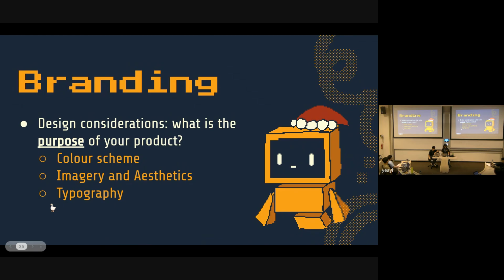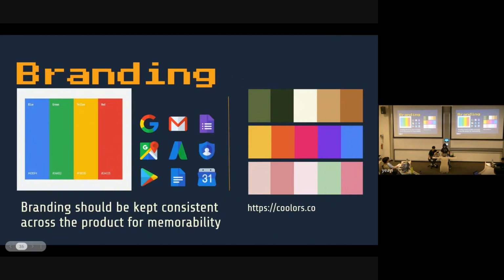So this might get a bit dry, but stay with me here. When it comes to color scheme, your branding should be kept consistent across the product for memorability. And this should be generally how you use your branding throughout. For example, Google products have a very general color scheme, even though their products may differ. But you'll realize that when you click on each of these products, the color scheme remains more or less the same. They have the blue buttons and then the red delete buttons, etc.